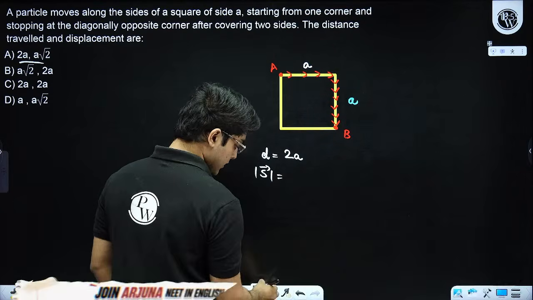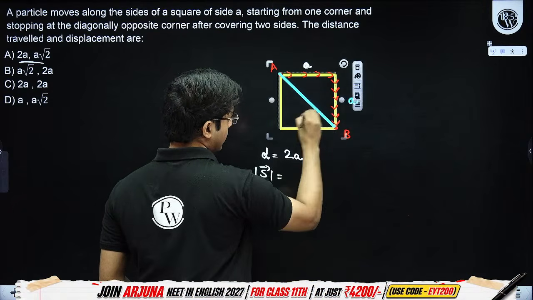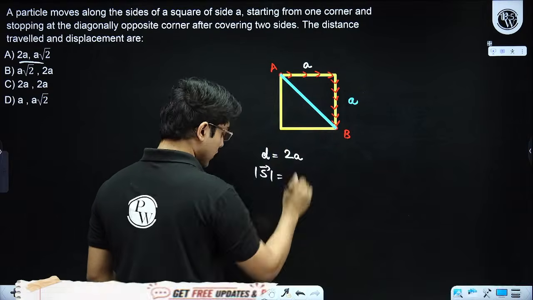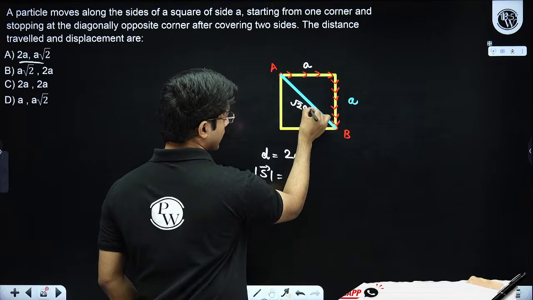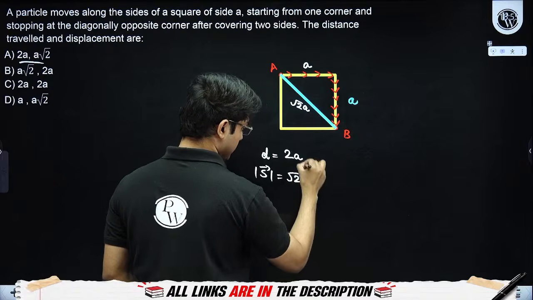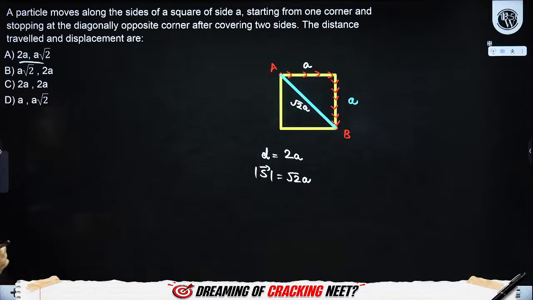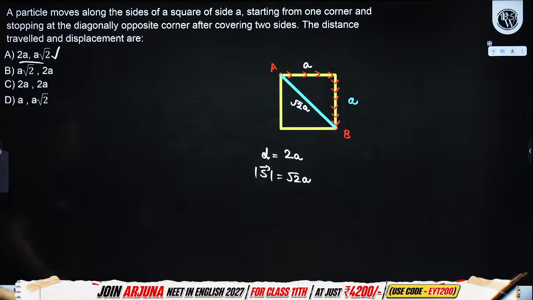Now displacement is the length of this line connecting the starting and the ending. So diagonal of a square is root 2 times A, right? Diagonal's length is root 2A. So that will be the displacement. So 2A is the distance covered, root 2A is the displacement. Okay, so A will be the answer. Yes, A is correct.